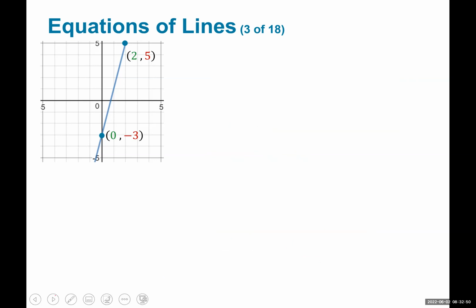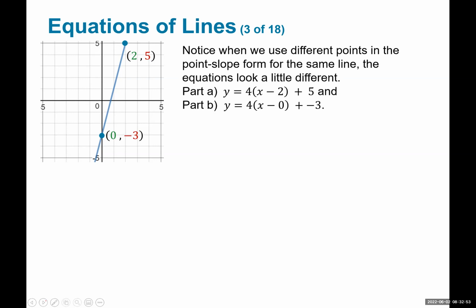Moving on, we have the same graph, same points. And we need to notice that if you use different points, the point slope form of the same line will look different. So in part A, we got this, and in part B, we got this. Those really look different. They look like 2 totally different lines. However, this is the same line, so they can't be different. Once we actually simplify, we'll see that they are the same line, and these numbers will simplify to the exact same things.